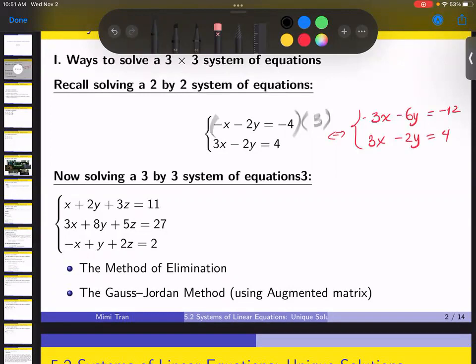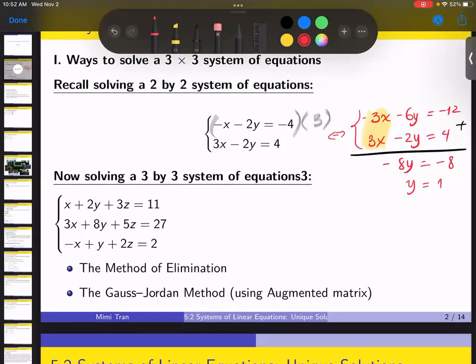And then what do we do? Yeah, we add, right? We add to eliminate. That's gone. It should be, if it's not, something is wrong. Negative 6y, negative 2y, that would be negative 8y. Negative 12 plus 4, that's negative 8. Divide both sides by negative 8. Yeah, y equals 1. Right.